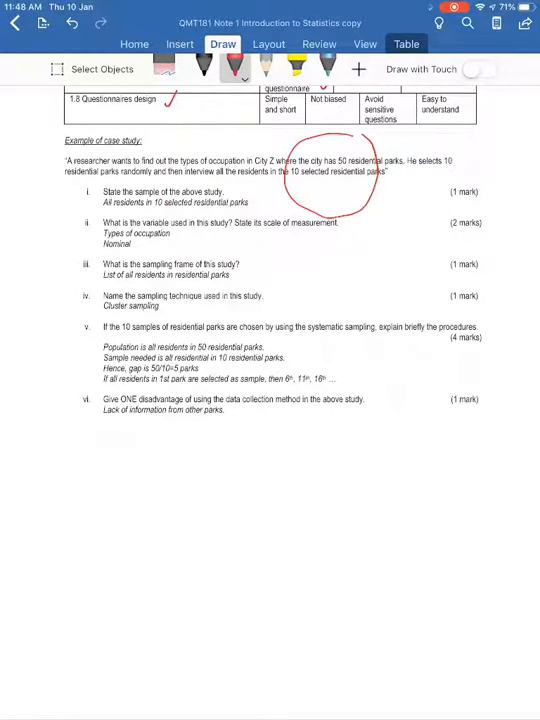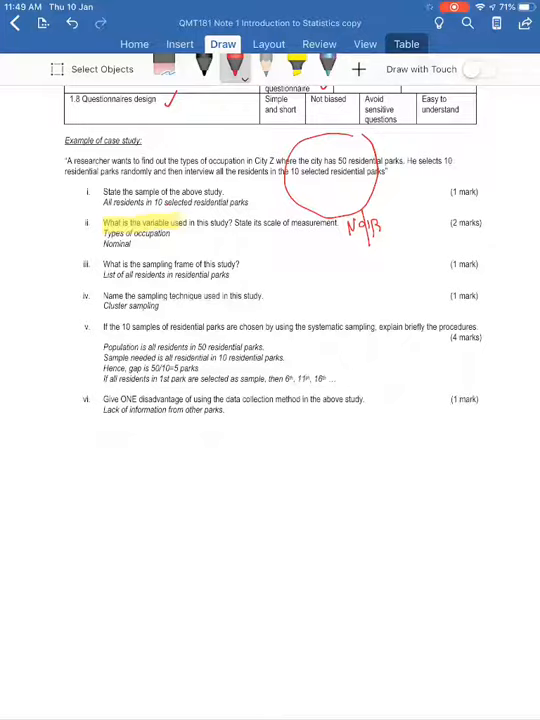State the sample. The sample is all residents in the 10 selected parks. What is the variable used in the study? Types of occupation. This one is a common mistake. Variable of interest is what the researcher wants to know from his study. In this case study, the researcher wants to find out types of occupation, so the variable is types of occupation. Scale of measurement is nowhere. So which one is suitable for types of occupation? Of course nominal. Occupation is nominal.